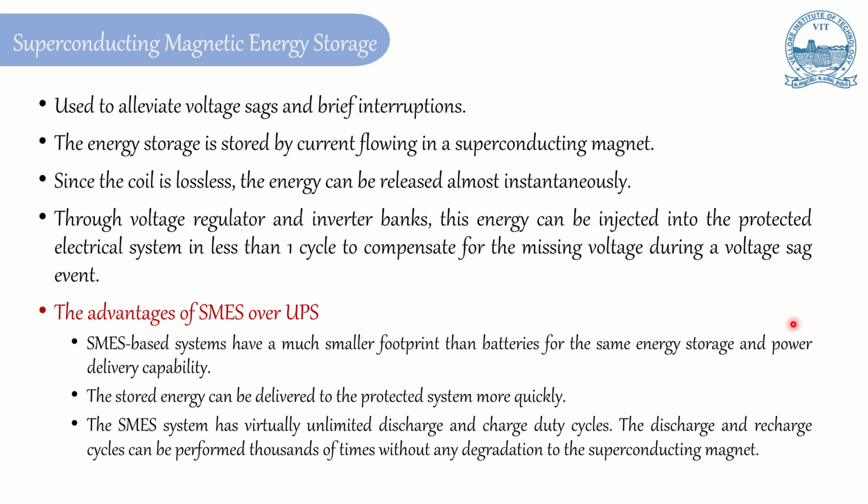Since the losses in this system are zero, I can charge this system in no time. I can charge and discharge it any number of times, irrespective of the number of charging cycles. So this is the benefit of SMES over UPS. Why? Because in a UPS, the battery has a limited lifetime, a limited number of charge and discharge cycles, and needs frequent maintenance. In the case of SMES, it is not like that. Since the resistance is zero, it is almost instantaneous, and if any disturbance is observed on the line side, within less than one cycle you can compensate for the missing voltage.